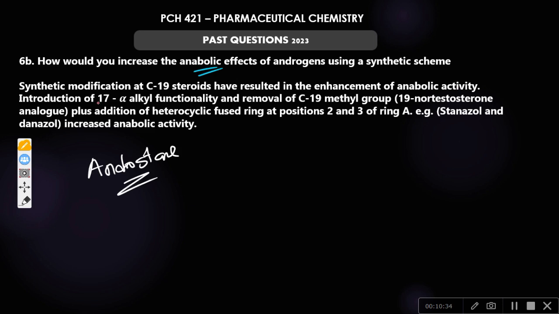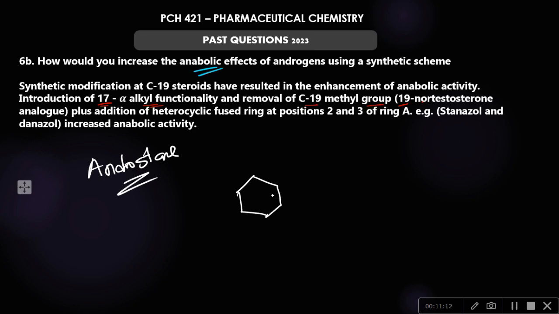Now, introduction of a 17-alkyl functionality. So at position number 17, if you put an alkyl group, and removal of the carbon-19 methyl group, for example, when you remove carbon-19, it becomes what? 19-nor. Are you getting it? So if you have something like testosterone, for instance, what was the structure of testosterone we said we should draw? We said testosterone is something like this.